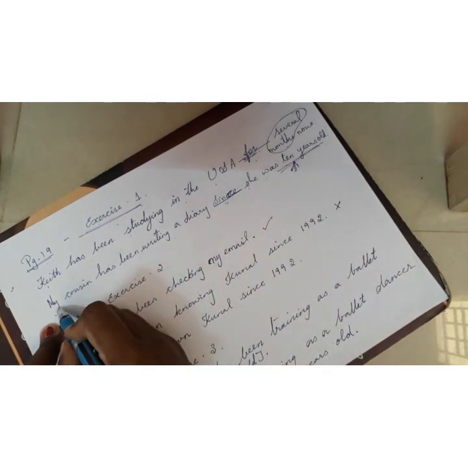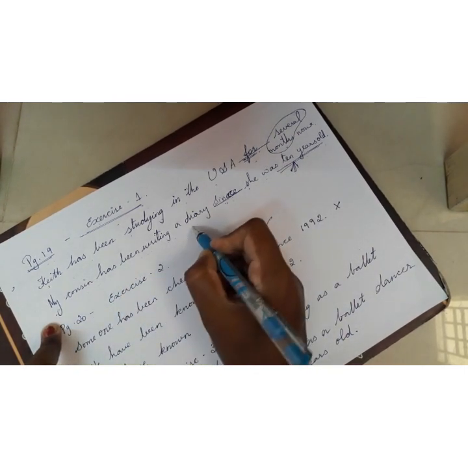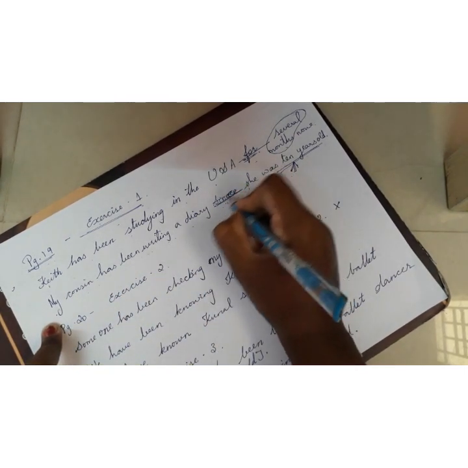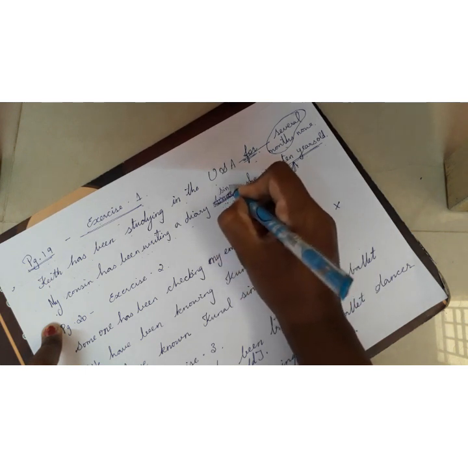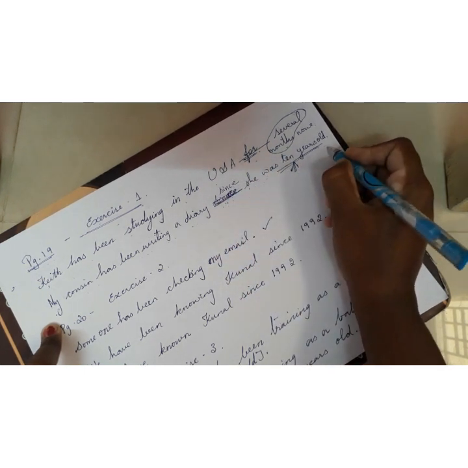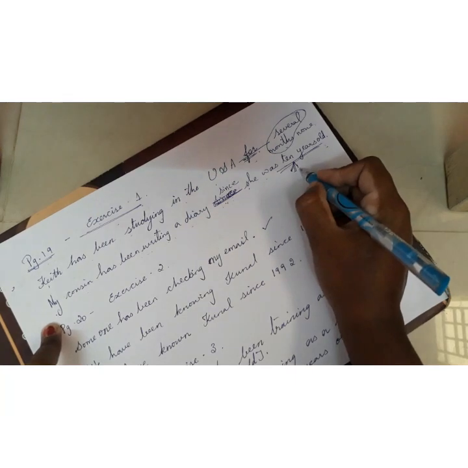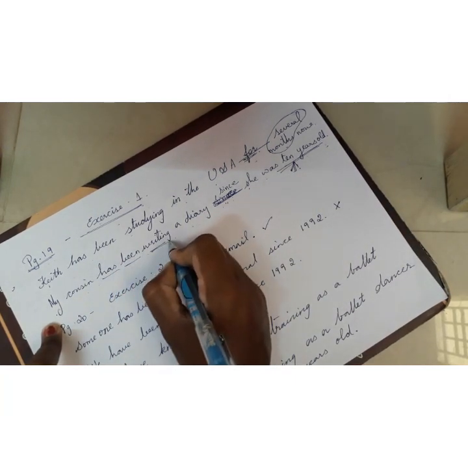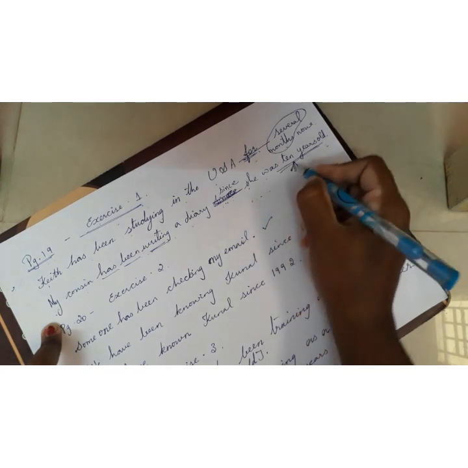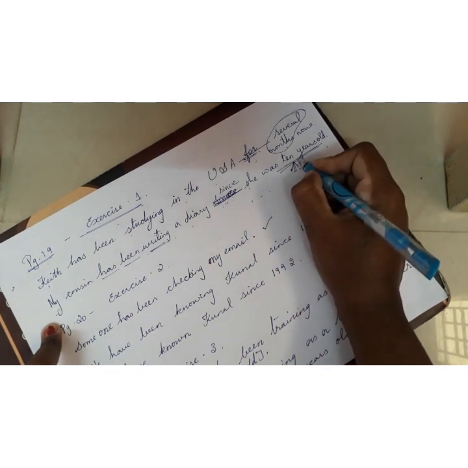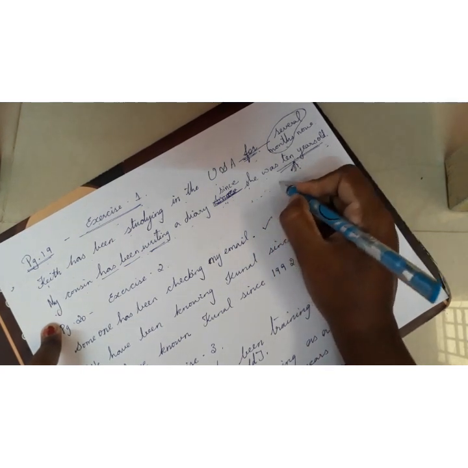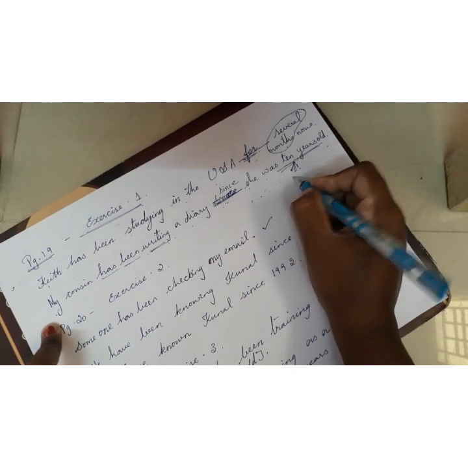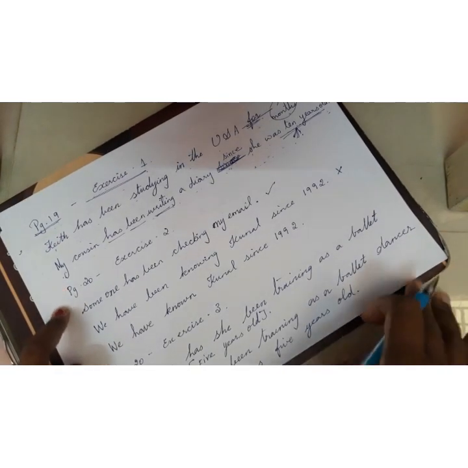Now read it. My cousin has been writing a diary since she was 10 years old. Still she is continuing. That is why "has been writing" is given, right? Still she is writing. She started when she was 10, but it's still continuing. Okay. Now come here, my dear children.